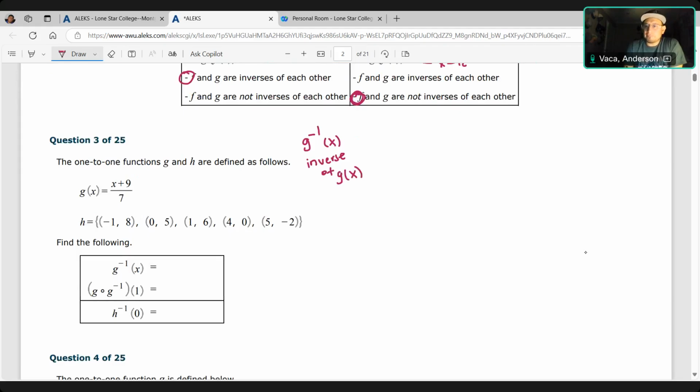Well, how do we do that? To do that, let's do this. We have g of x is equal to x plus 9 over 7. Replace g of x with the common y.